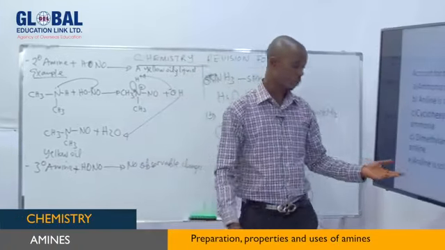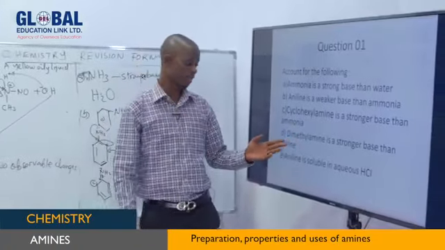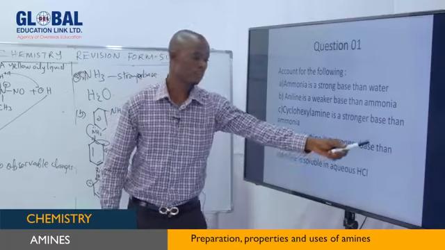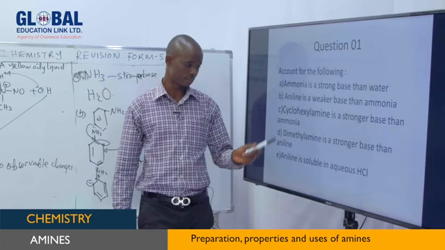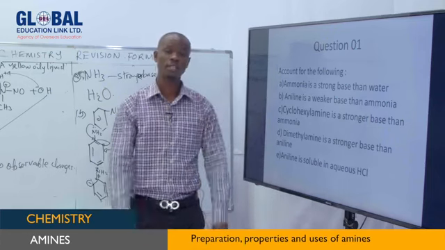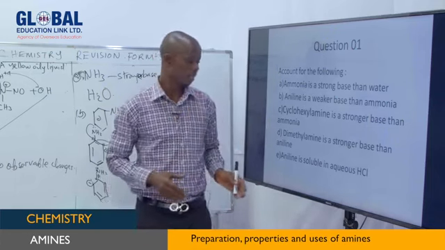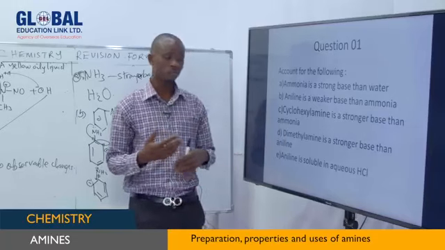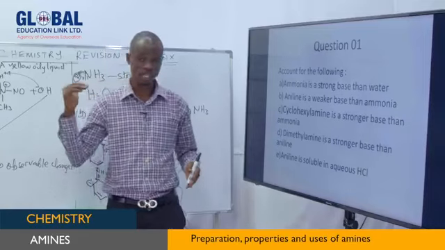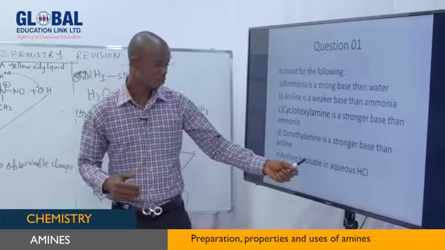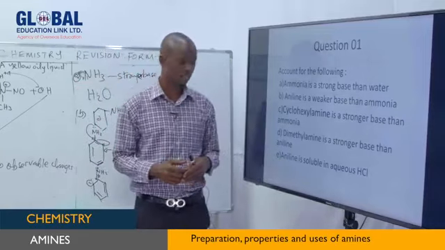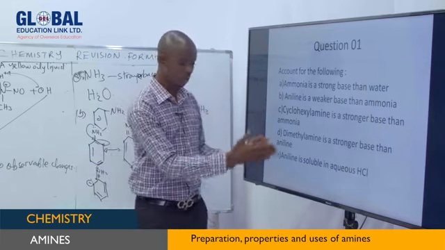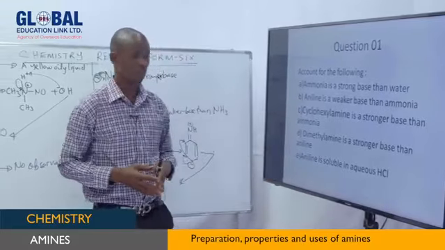How about this one? You can also explain this one. Take a piece of paper and write it yourself. Dimethylamine is a stronger base than aniline. It is very simple to explain this one because I have told you how these compounds differ in terms of the basic strength. I have explained it there. Aniline is soluble in aqueous hydrochloric acid. I have explained it on the board here. So you can take a piece of paper and try to solve these problems.